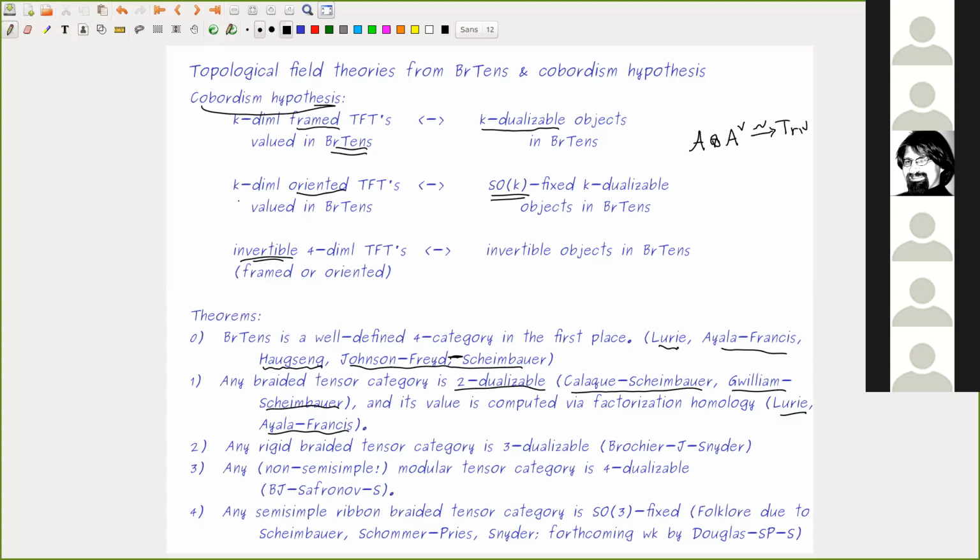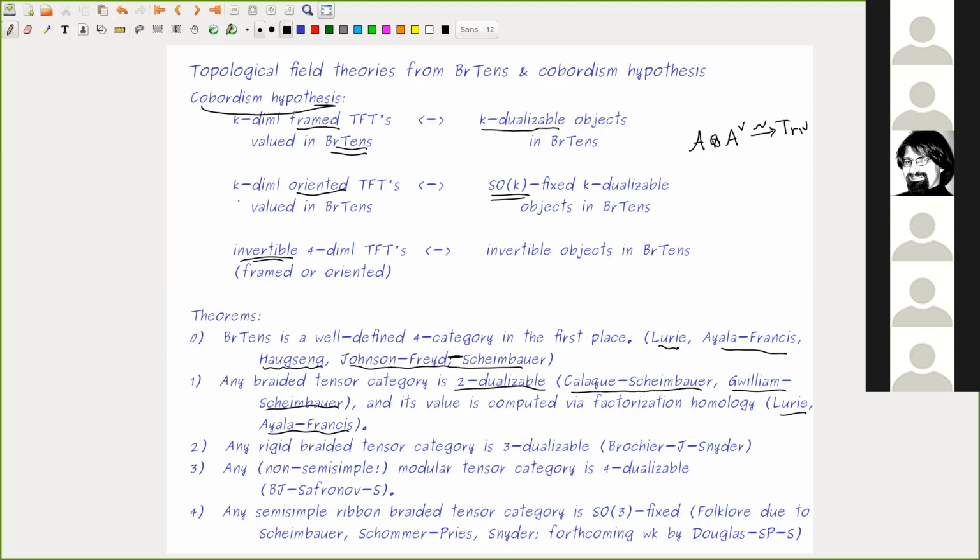Subsequent to those works, I showed with Adrian Brochier and Noah Snyder that you could get one letter up and one dimension up into that pure algebra. So any rigid braided tensor category is 3-dualizable. So now there's a 3-dimensional TFT that you can name from any rigid braided tensor category. And rigid here means that compact projective objects have duals. It's a pretty mild condition.